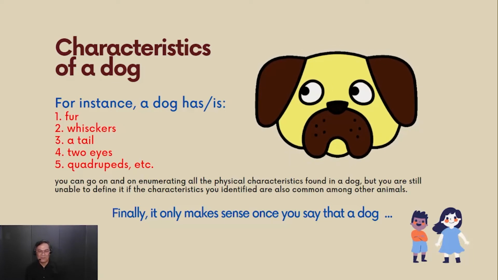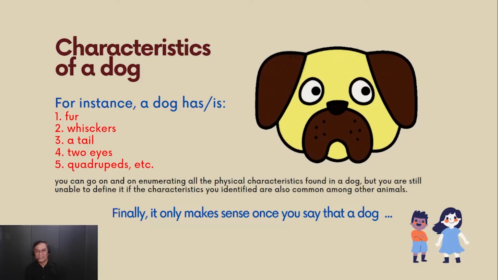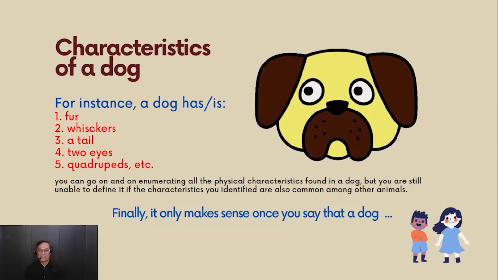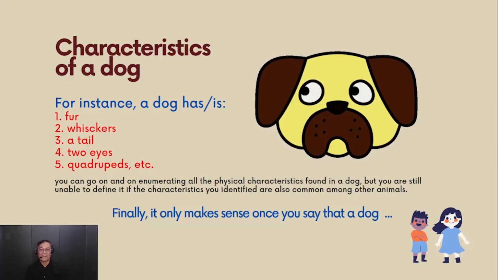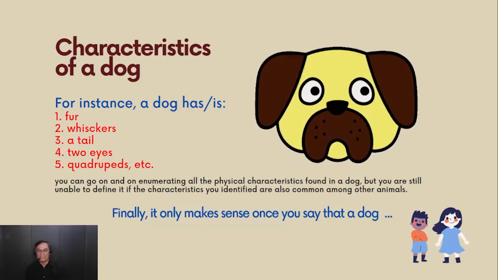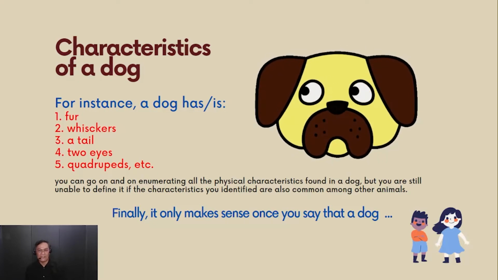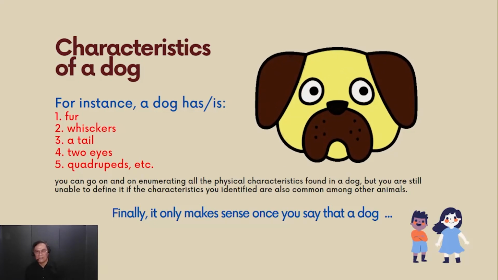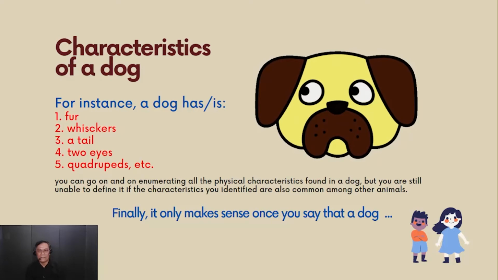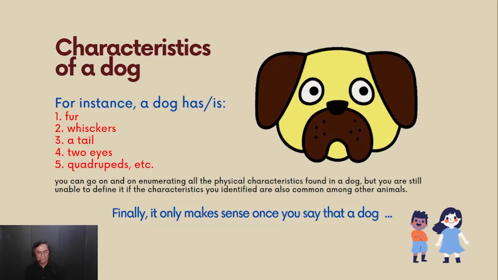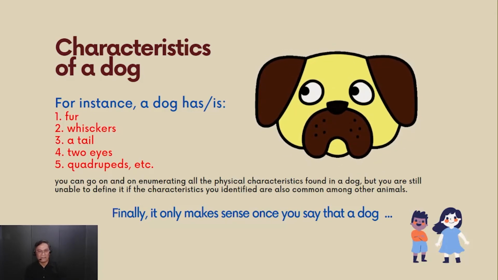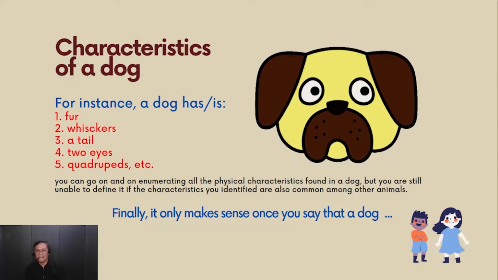And perhaps we are starting to annoy him, saying that, well, we suppose that you know what the dog is, but only to find out that you don't really know what the dog is. You can go on enumerating all the physical characteristics found in a dog, but you're still unable to define it if the characteristics you identified are also common among other animals, right? So Philo, in short, is not yet defining what a dog is. So we may say that at this point, he's failing to define a dog.